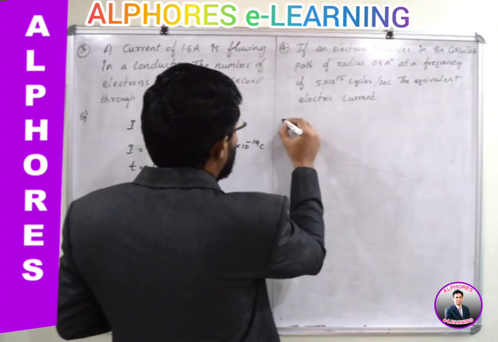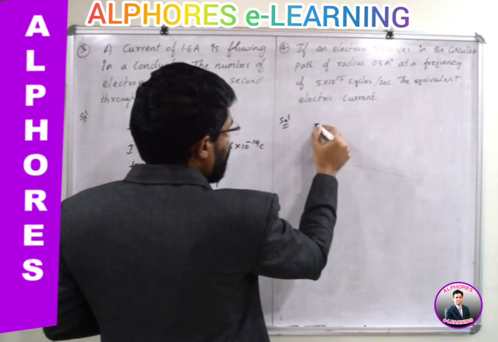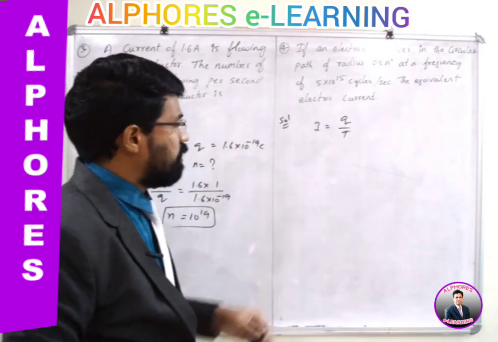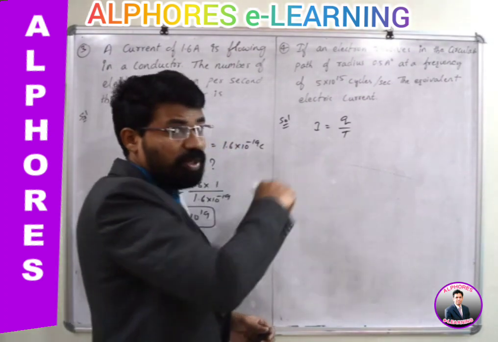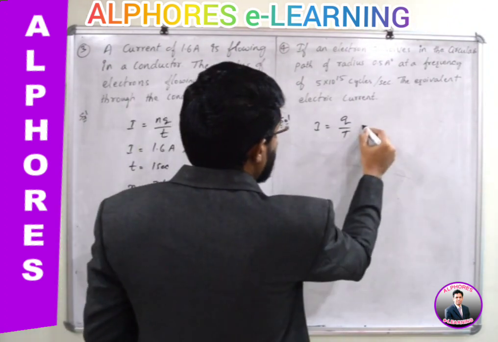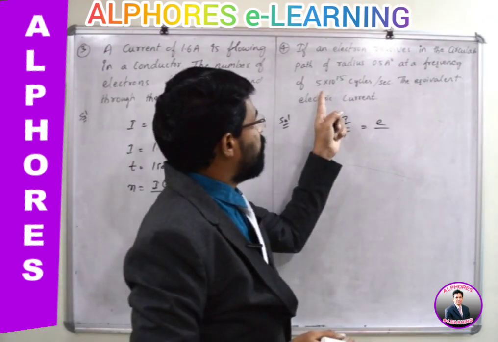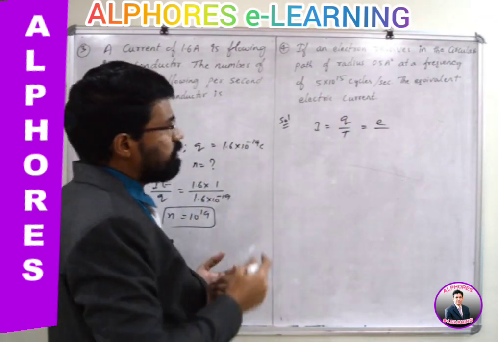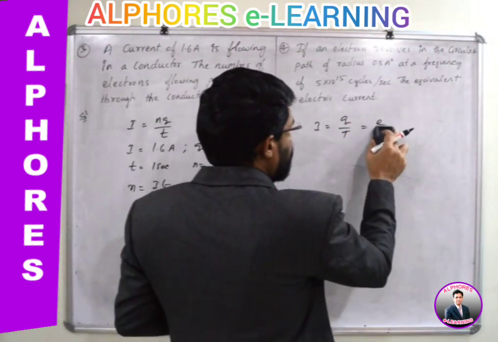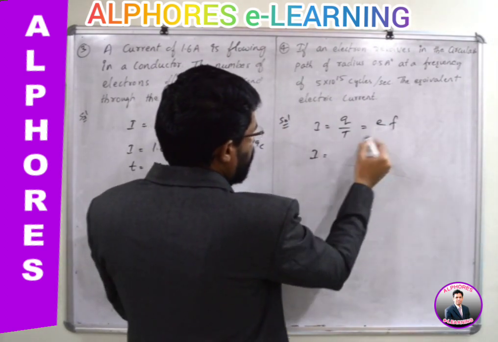Whatever data it might be, we start with the basic equation. The average current associated with the flow can be written as Q by time period, that is, charge divided by the total time taken for this charge to complete one revolution around the nucleus. Here Q is e. Data related to frequency is given: 5 into 10 power 15 cycles per second. 1 by T is nothing but frequency, so you can replace 1 by T directly with frequency. So I is e into f.